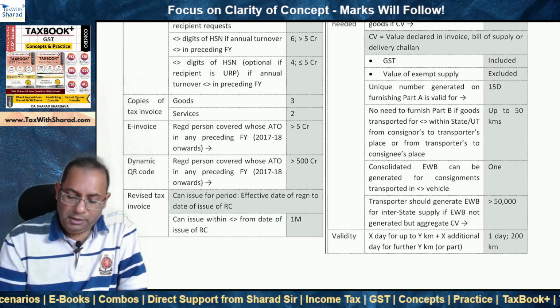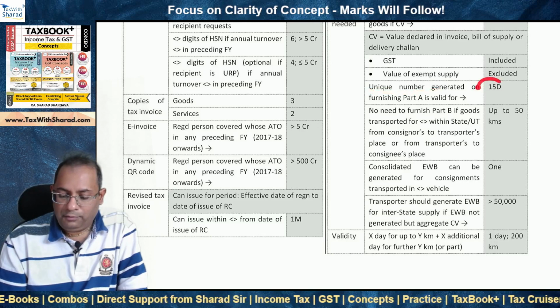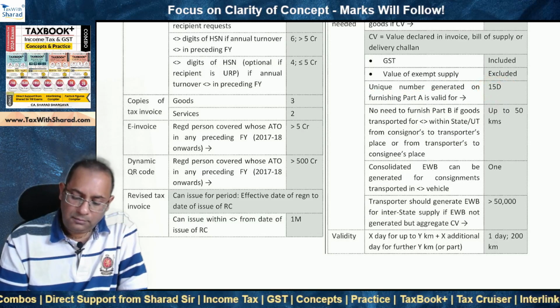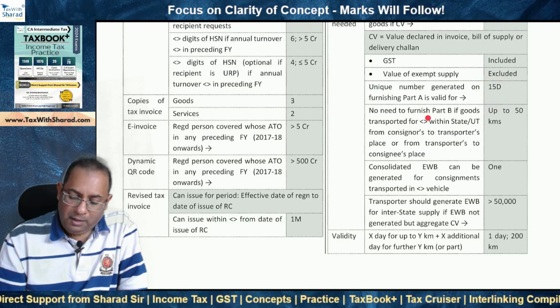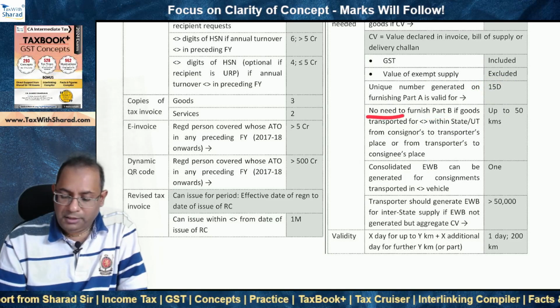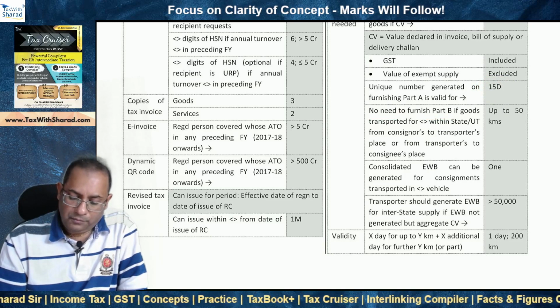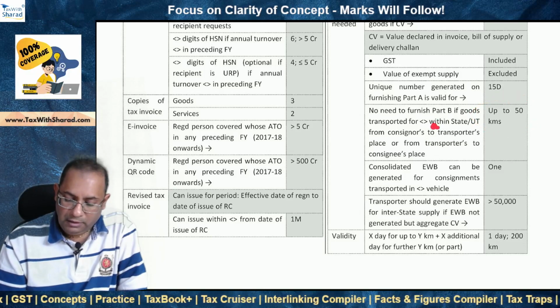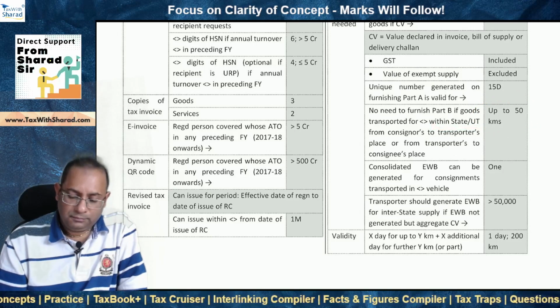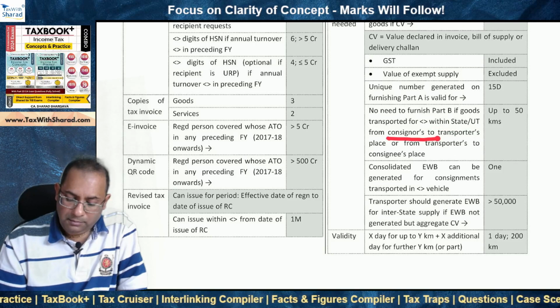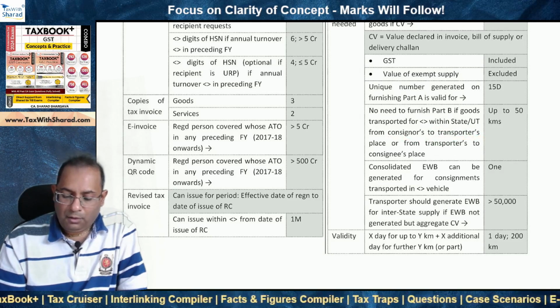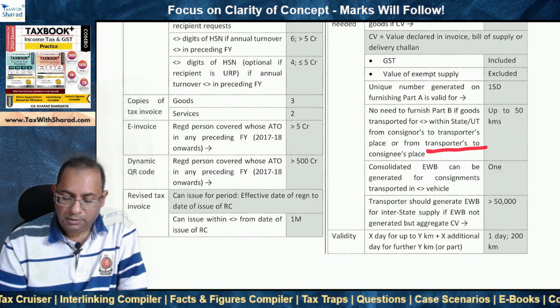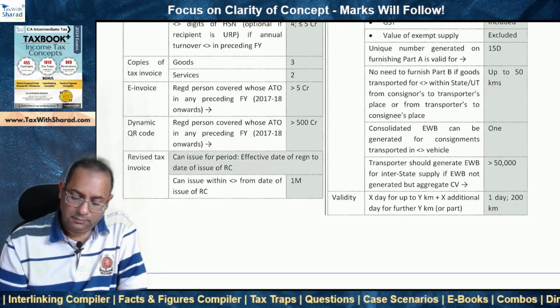When part A is furnished, a unique number is generated and this is valid for a period of 15 days. As far as part B is concerned, there is no need to furnish it if the goods are transported for up to 50 kilometers within the state or union territory, from consignor's place to transporter's place, or from transporter's place to consignee's place.